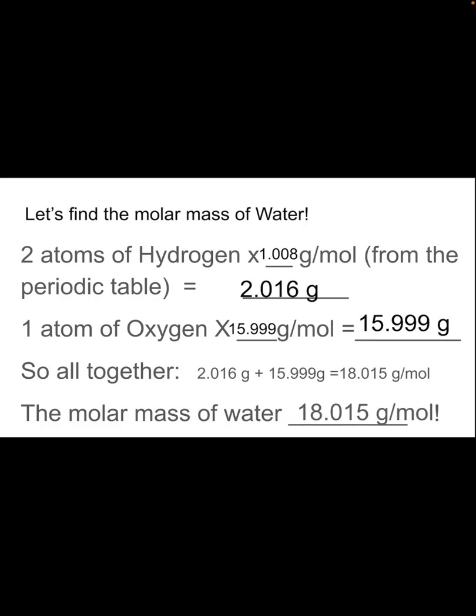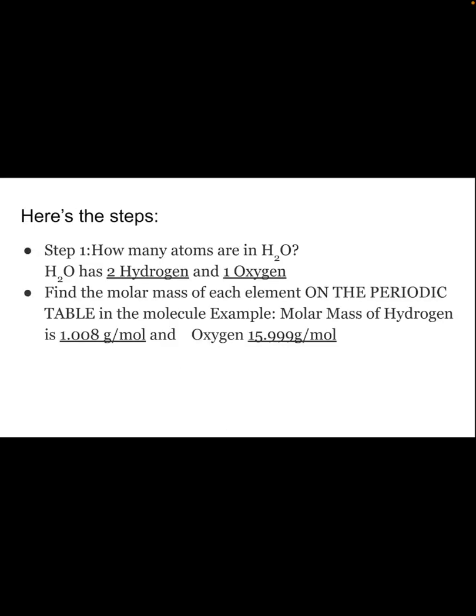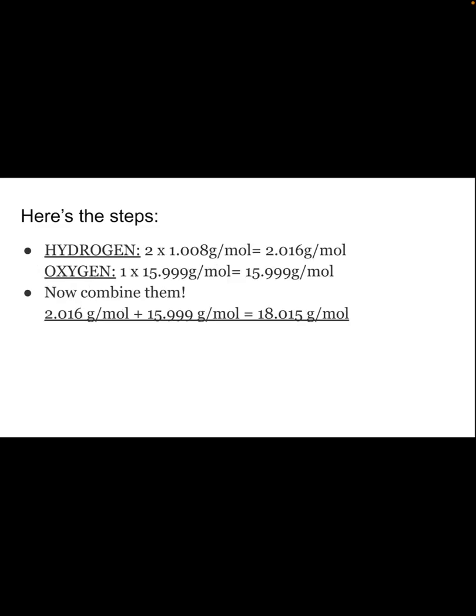So my molar mass of water is 18.015 grams per mole. Okay, so just to reiterate the steps, first we're trying to figure out how many atoms we have. So we have 2 hydrogens and 1 oxygen. Once you do that, you go to the periodic table and find the mass of each element. You can multiply those and then add them all together. And that's it.